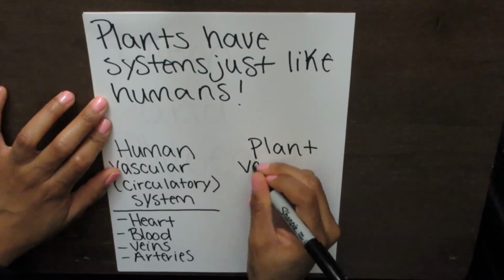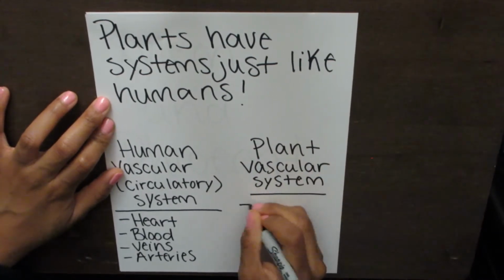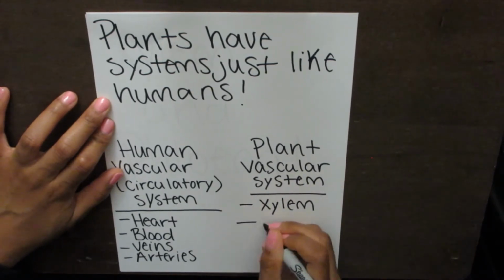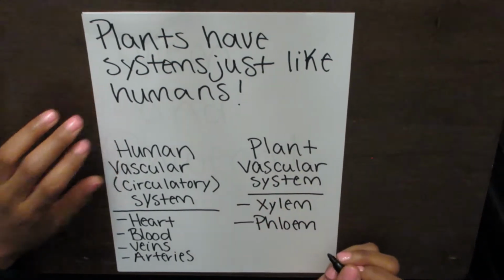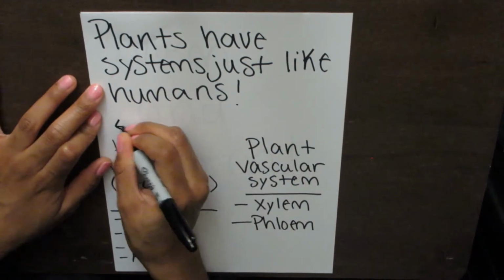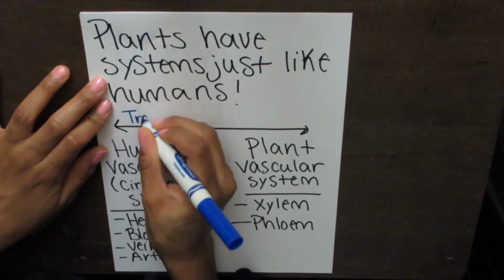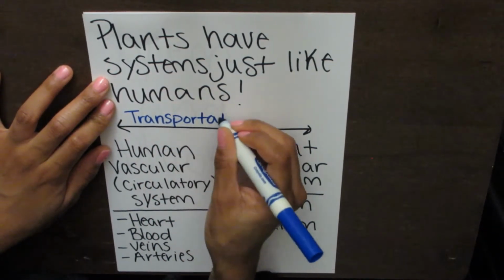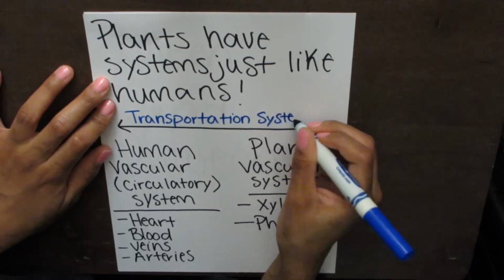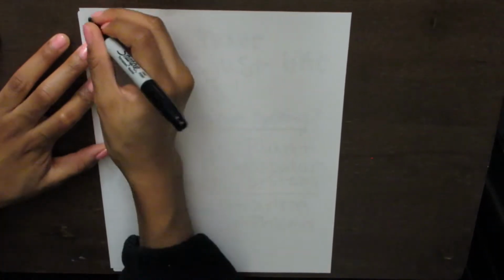But let's look at a plant vascular system. Now, plants are different than people, so let's look at what's different about this. Our plant vascular system has xylem, and it has something else called phloem. But there's something that these two systems have in common, even though they're different organisms. These are both transportation systems. They both transport things within the organism. So today we're going to be looking at that plant transportation system.